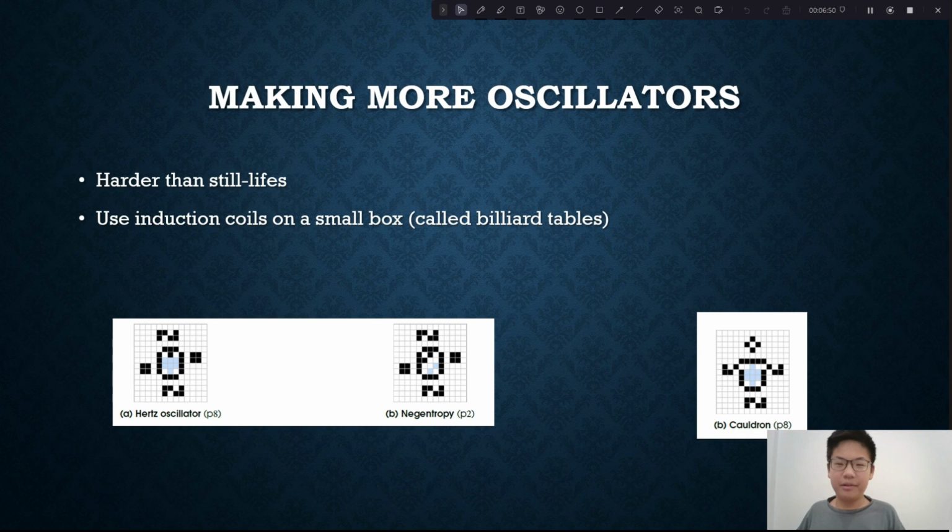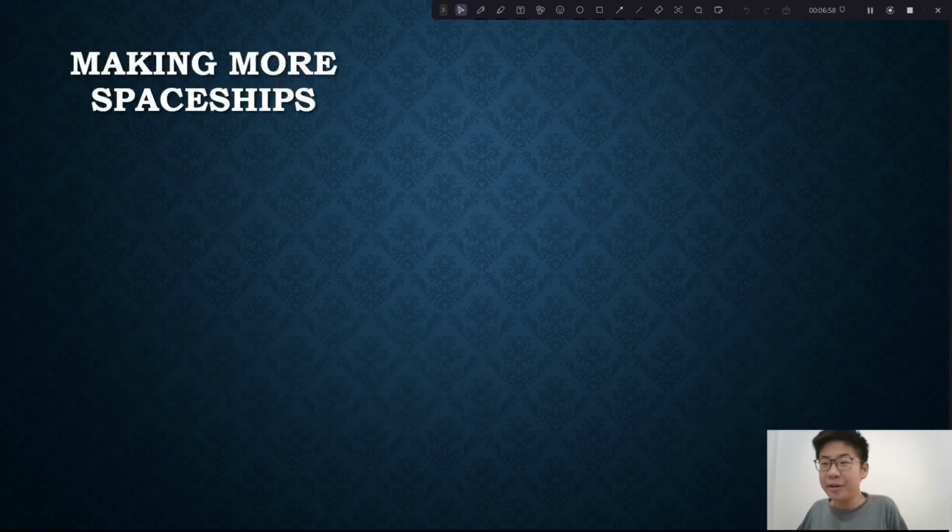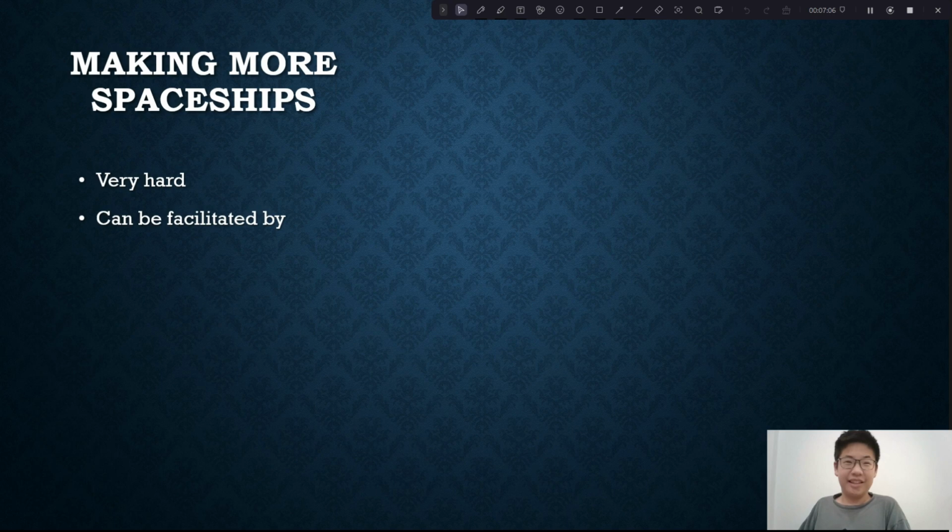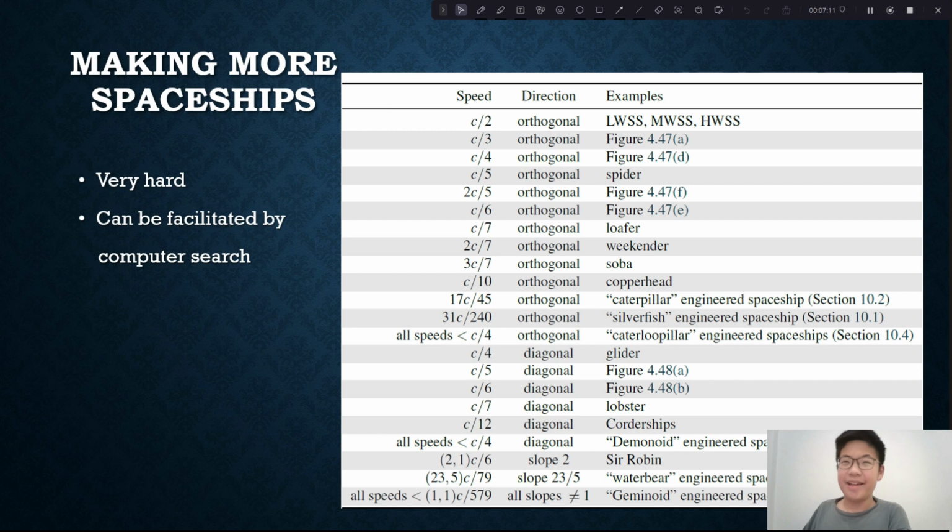You see which software is used so that you can create these oscillators by yourself, or at least you can try. What about spaceships? Well, obviously, since spaceships are oscillators which literally move, it's even harder to come up with spaceships than oscillators. But it's facilitated by computer search, fortunately. Here are some of the more notable speeds we can find. The LWSS here is the lightweight spaceship. There's the Loafer, the Weekender, the Soba, Copperhead, Caterpillar, Silverfish, and several other spaceships.